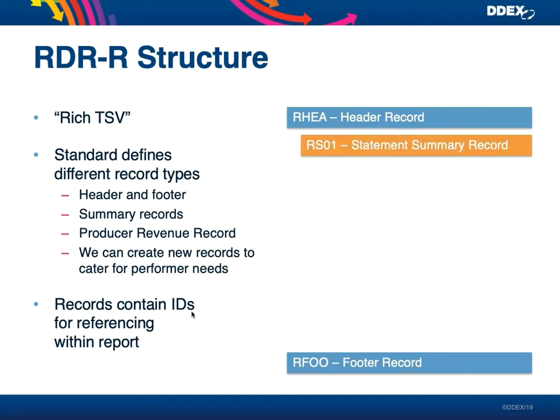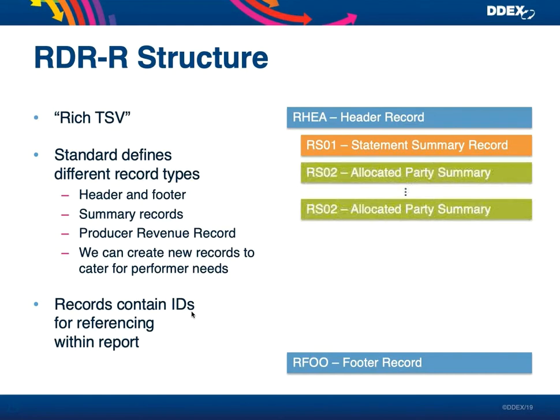Then there are a number of summary lines, either on the whole statement as well as on specific allocated parties. So if you're having a radar report that talks about 3 different record companies, then you would have for each of those record companies an allocated party summary, and you may also have them for different artists if it's with respect to recording artists.